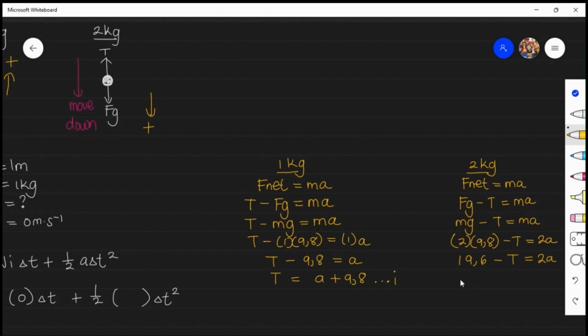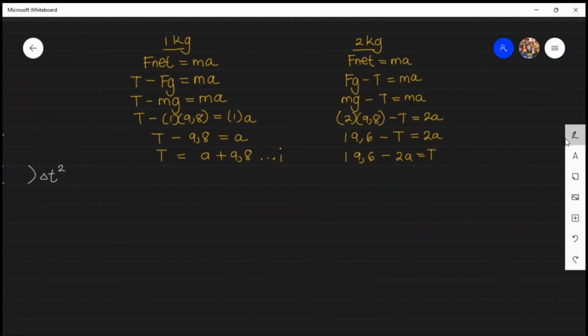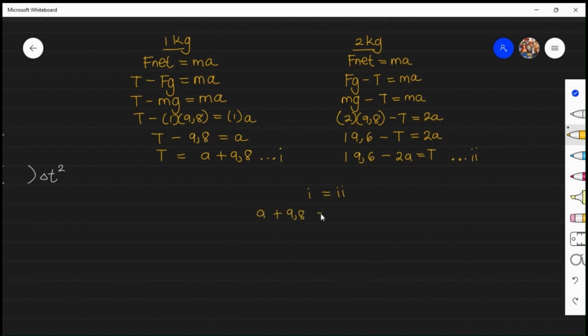So I'm going to move that 2a to the left, and I'm going to move tension to the right. So I've now made tension the subject of my formulas for equation 1 and equation 2. So you'll see when I equate my formulas, tension will fall away and I will only be left with acceleration.